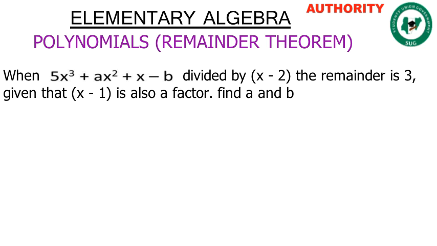Alright, this is a question we are asked to solve. They say the function 5x cubed plus ax squared plus x minus b, when it is divided by x minus 2, leaves a remainder 3. And then we discover that x minus 1 is also a factor of this function. Okay, now pay attention and then let's solve this.